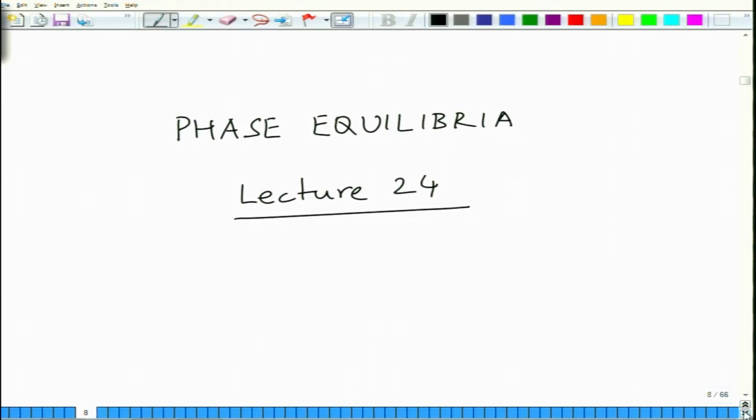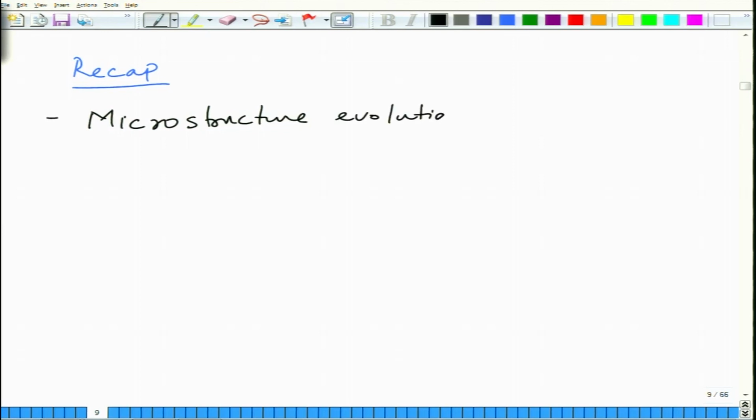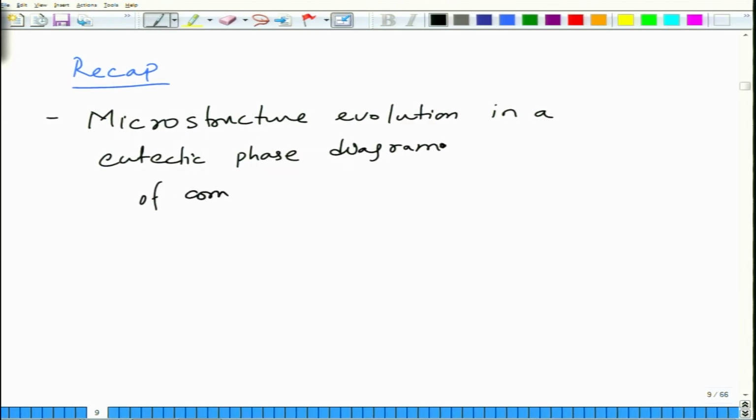Again to this lecture number 24. We'll first recap the last lecture. In the last lecture we looked at the microstructure evolution in a eutectic phase diagram of composition C less than CE. Okay.